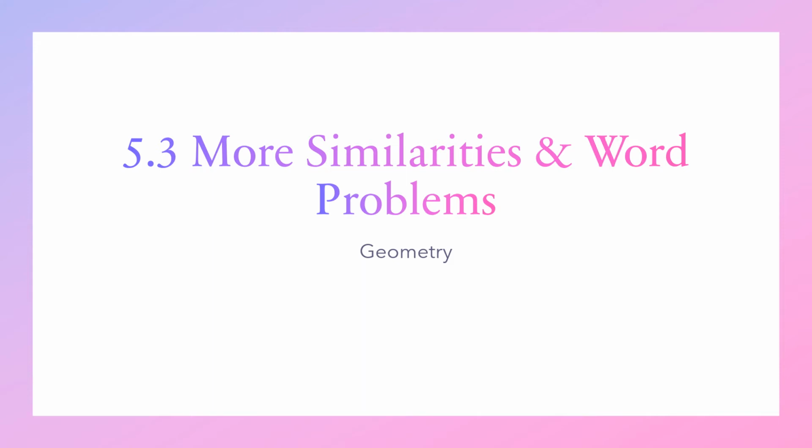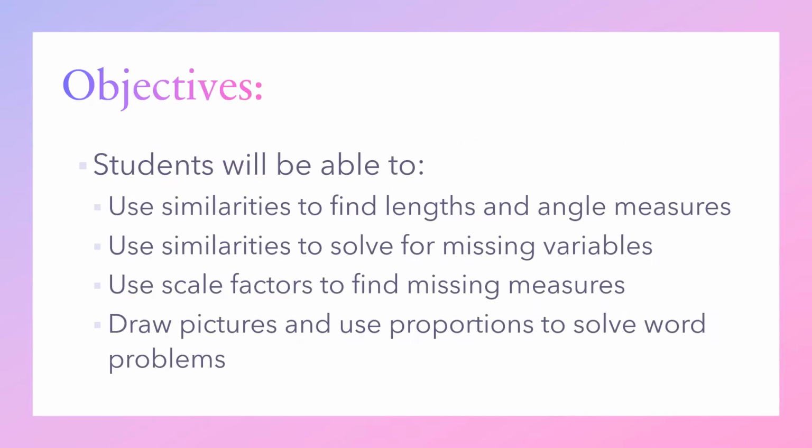We are doing some more similarities and word problems today. So the objectives are you will be able to use similarities to find lengths and angle measures and to solve for missing variables. You will use scale factors to find missing measures, and then you will be able to draw pictures and use proportions to solve word problems.